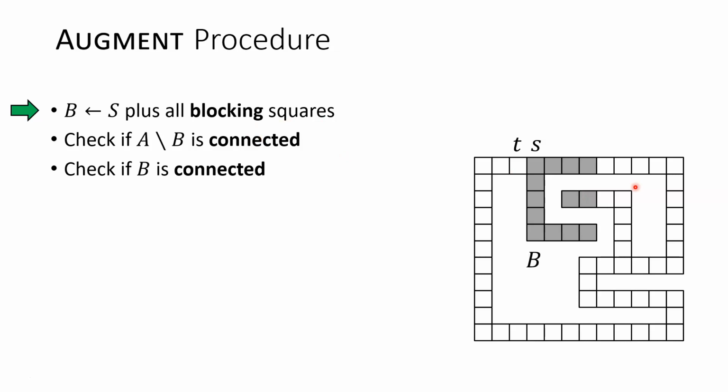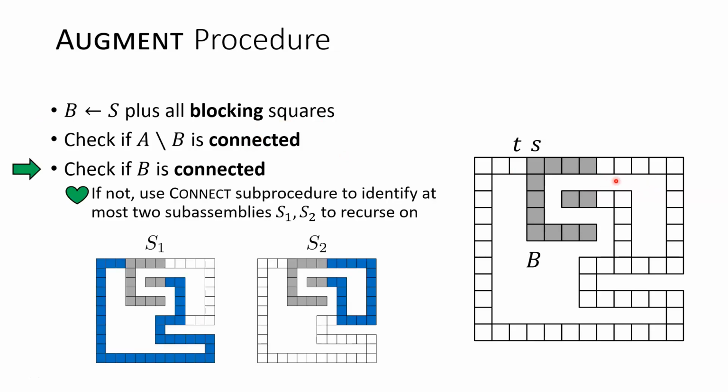And now we get to the interesting case where B is not connected. This is really the heart of our algorithm. In this case, if B is not connected, we use a sub-procedure called connect to identify the two subassemblies, or at most two subassemblies, that augment will recurse on. In the example here, this is how the two subassemblies would look. We'd have S1, which is B augmented by this blue path, and S2, which is B augmented by this other blue path. Also note that if we pass both of these checks, then B must be a valid partition.